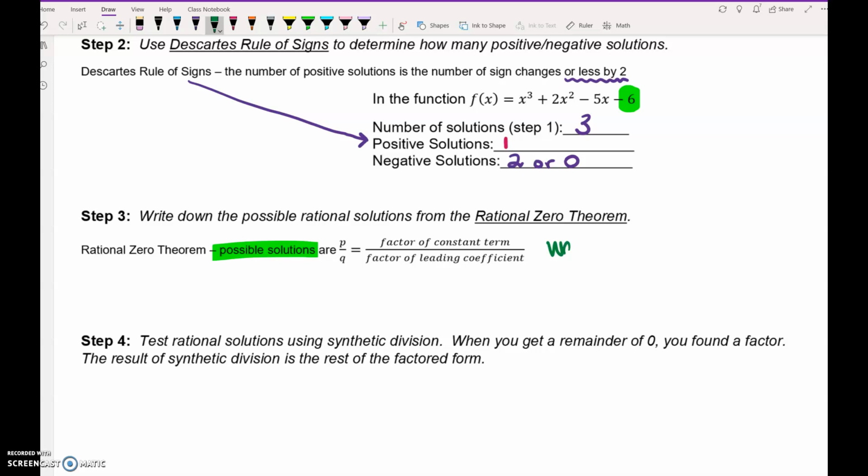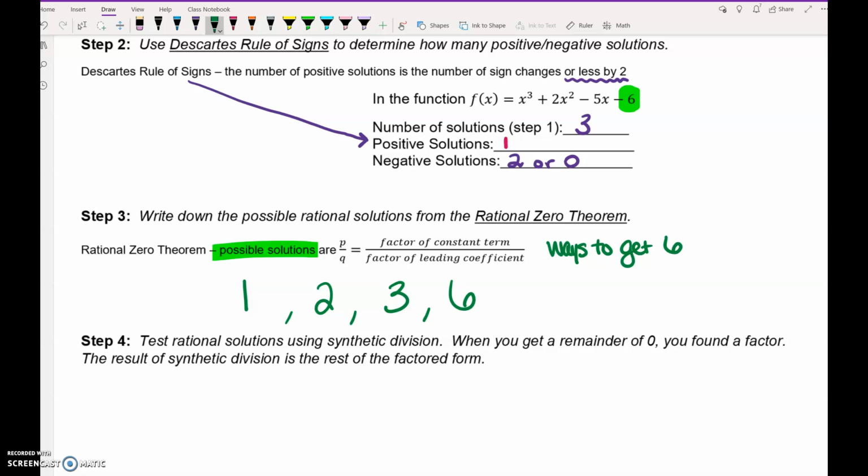So we need to look at ways to get 6, factors of 6. How can we multiply to get 6? 1 times 6, 2 times 3. Our possible solutions are 1, either positive 1 or negative 1, positive 2 or negative 2, positive 3 or negative 3, positive 6 or negative 6. We need to test to see which of these are solutions.